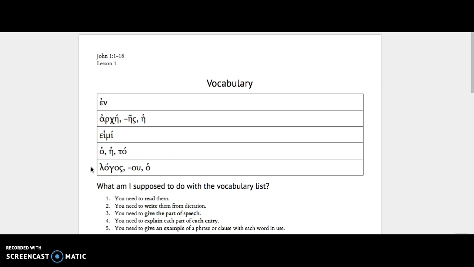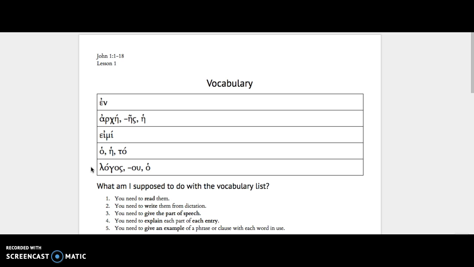Number three, εἰμί. Number four, ὁ, ἡ, τό. That is three separate words. Next one, λόγος, -ου, ὁ. And make sure on the ending that there is a dash in front of it. That tells you that it's an ending. Okay. Check your work and try again if you need to.